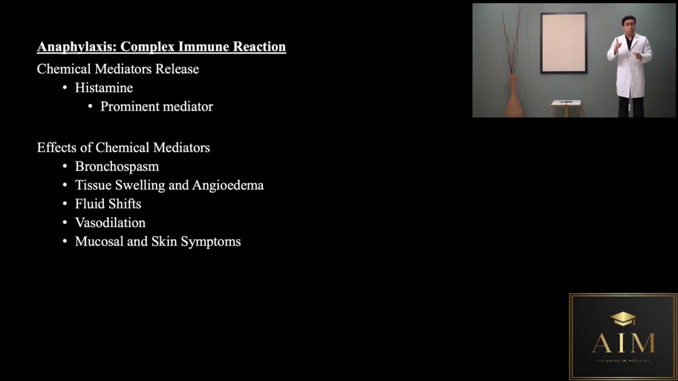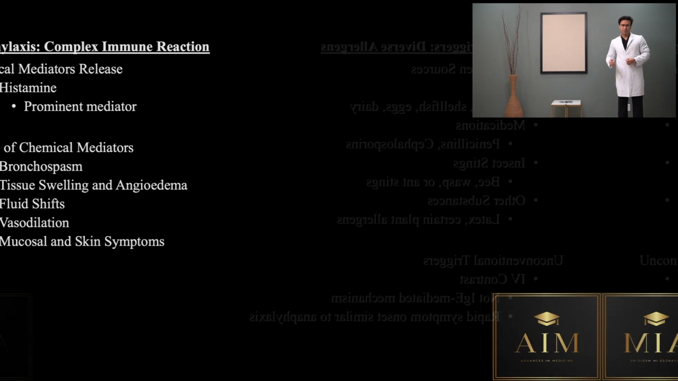Mast cells and basophils, once activated, release an arsenal of chemical mediators that were stored within their granules. The most notorious of these mediators is histamine, but there are others like tryptase and tumor necrosis factor in the mix. Now let's talk about the consequences of this chemical release. The effects are widespread and can impact various systems throughout the body. Here is a quick rundown: bronchospasm, tissue swelling and angioedema, fluid shift, vasodilation, mucosal and skin symptoms.